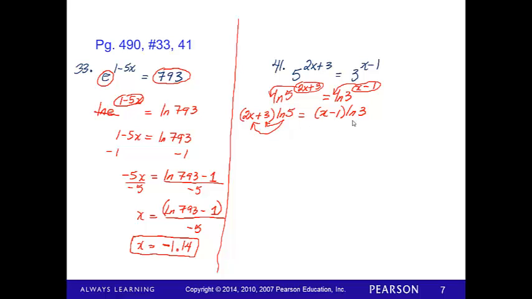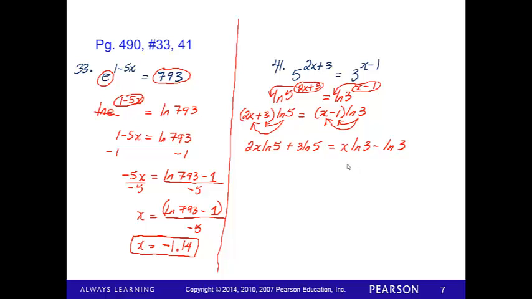So I'm going to go ahead and distribute the natural log of 3 on the right side and the natural log of 5 on the left, sorry, I got them backwards, but you see it on the screen. So now I have 2x times the natural log of 5 plus 3 times the natural log of 5 equals x times the natural log of 3 minus the natural log of 3.